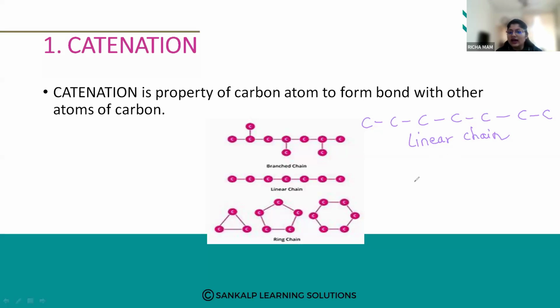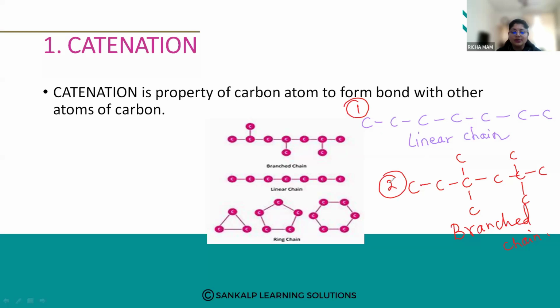Again, carbon can get attached in the form of a branch. When it links in the form of a branch, it is called a branch chain. So when carbon links in a long straight chain, it is called a linear chain. The second one is the branch chain.